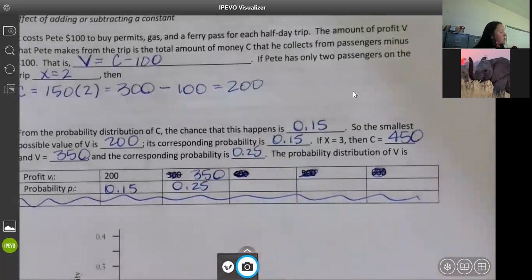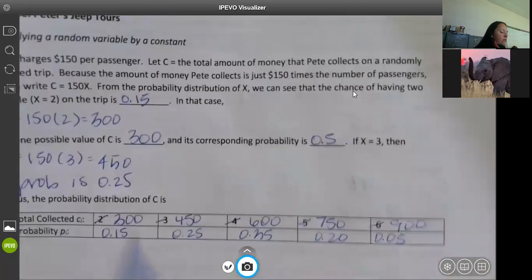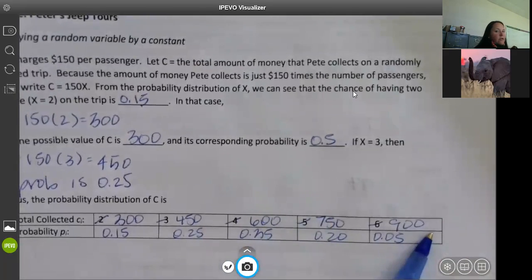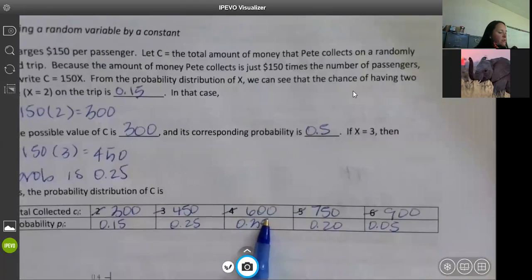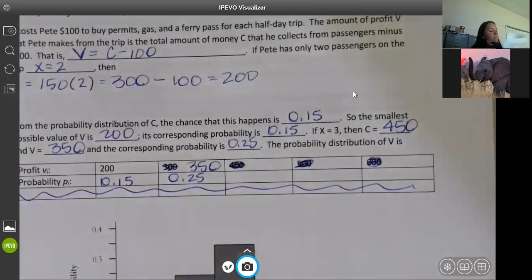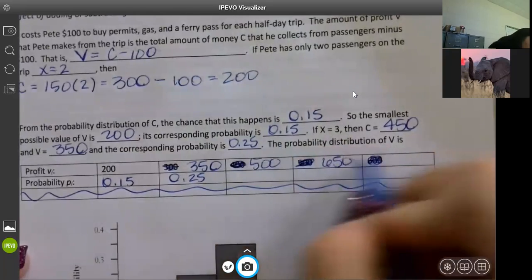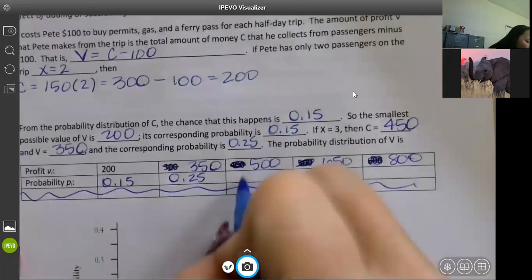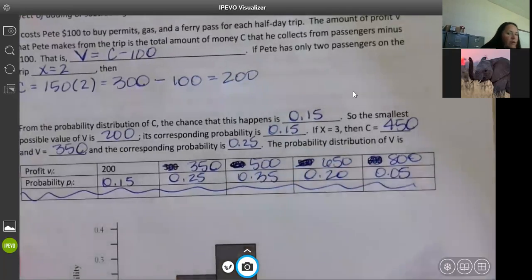I think for this one, it's too much work. If we go back to the one that we just did and look at the top charts, we had 300, 450, 600, 750, 900. All we're doing is subtracting 100 from that. So we're taking these C's and subtracting 100. So what's your next one going to be? 500, 650, and 800. 500, 650, 800. And then 0.35, 0.20, and 0.05. Those never change.